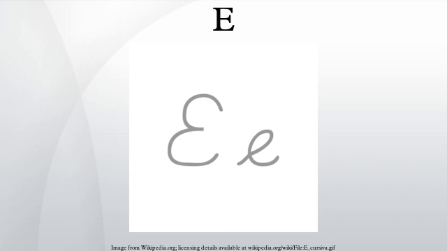E is the fifth letter and the second vowel in the modern English alphabet and the ISO basic Latin alphabet. It is the most commonly used letter in many languages, including Czech, Danish, Dutch, English, French, German, Hungarian, Latin, Norwegian, Spanish, and Swedish. History: the Latin letter E differs little from its derivational source, the Greek letter epsilon.